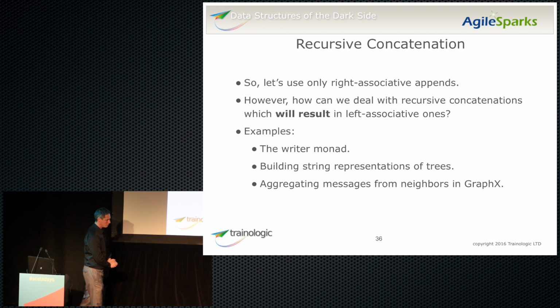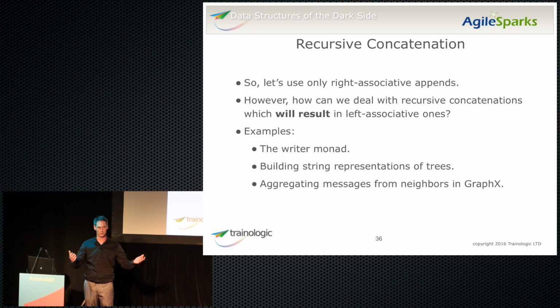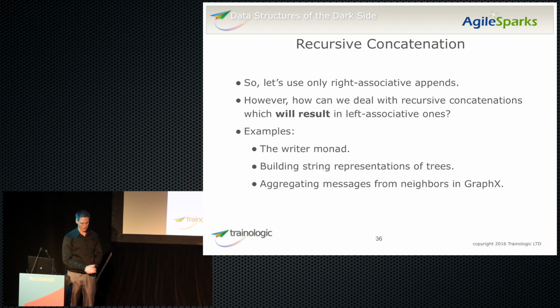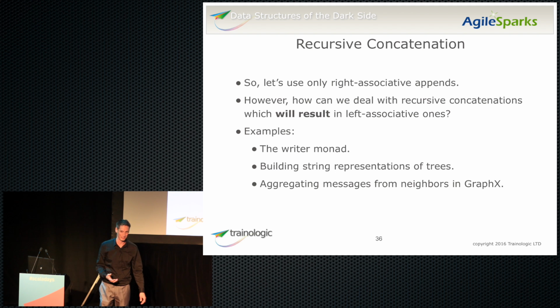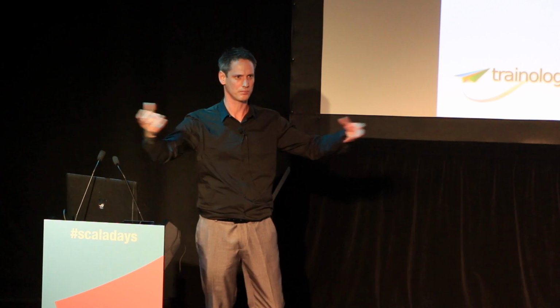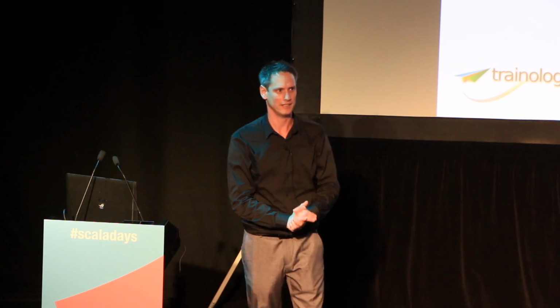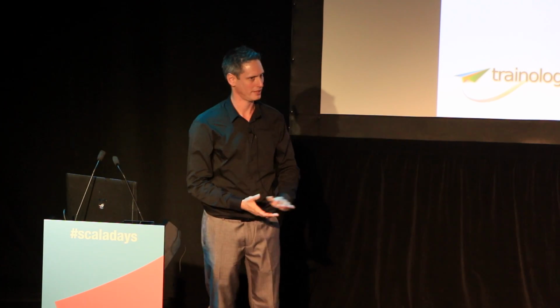Now, when you have recursive concatenation, you will have a problem. You will get left associative appends. The writer monad, if you want, for example, to build a string representation from trees, binary trees, or forests, or something like that. And also, a very nice example, if you're using GraphX from Spark, there's something like send message to neighbors, and in some cases, it's not recommended, but you need to create a list of combined lists or arrays of messages that arrive at a node, and then quadratic complexity. Very, very bad.